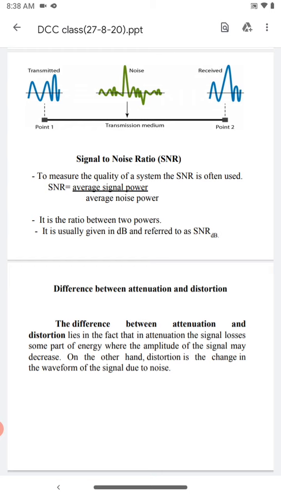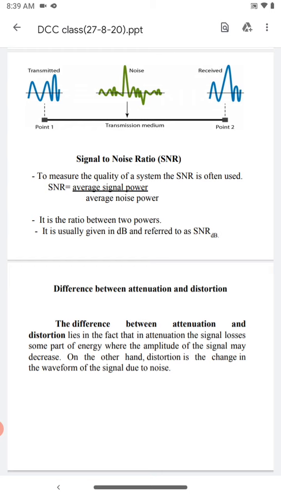So now we have discussed these three transmission impairments. What are they? Attenuation, distortion and noise. In the attenuation, there is a loss of energy. In distortion, the structure or shape of the signal is changed. The noise will be added with the signal. So the output signal is different when you compare it with the input signal. So that is the transmission impairment.